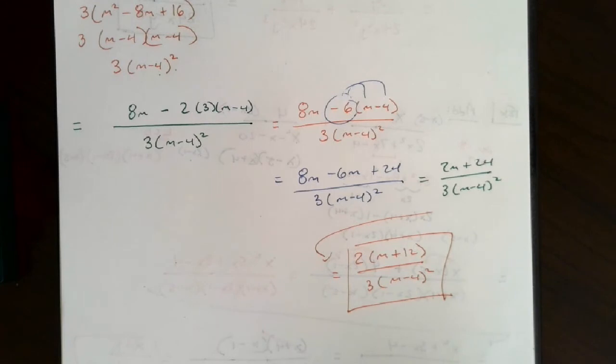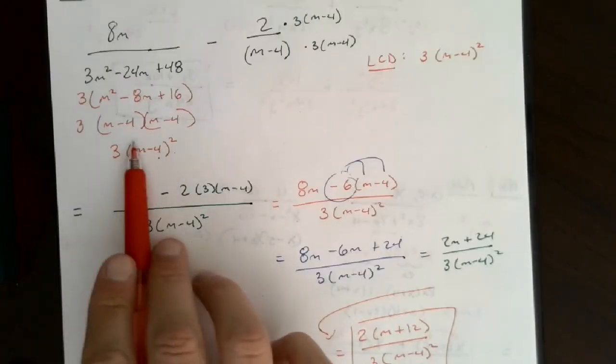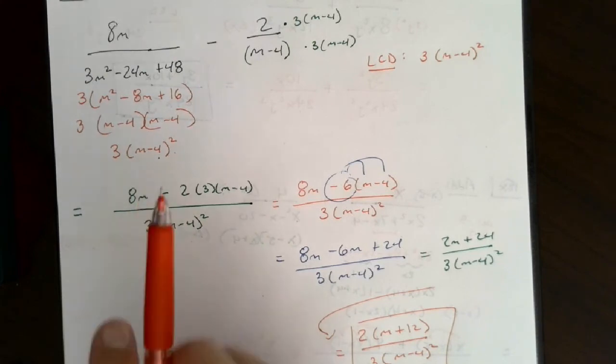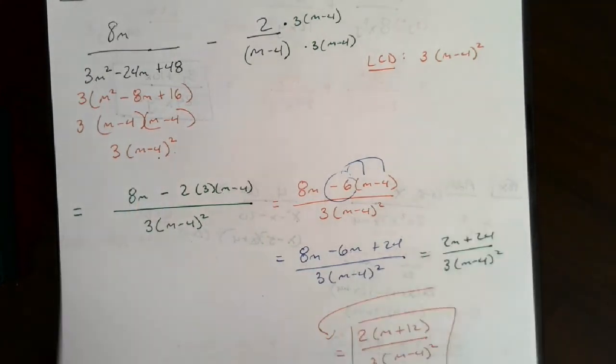So, you know, hopefully that example helps show you what happens if you have a factor that repeats, because sometimes people miss out on that part. We'll just look at one more together here.